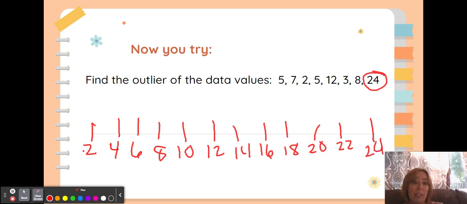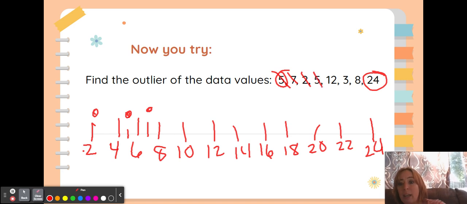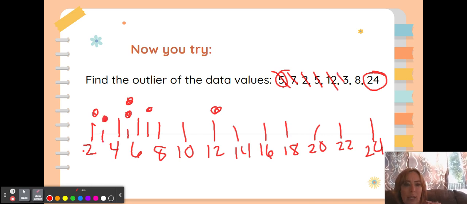Now, I'm going to add a dot for every number. Well, here's my first one, 5. 5 goes between 4 and 6. Going to put a dot there. Done. 7 is between 6 and 8. Done. 1 on top of 2. Done. 5. Let's put another one on 5. Oh, here's one for 12. I got to go 3, which is between 2 and 4. 8. And the last one is 24.